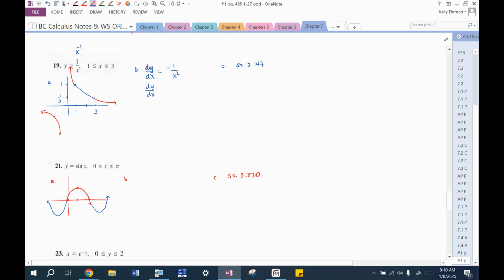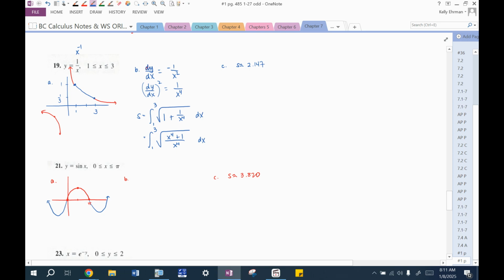Dy dx squared becomes positive 1 over x to the 4th. And the arc length would be the integral from 1 to 3 of the square root of 1 plus 1 over x to the 4th dx. Even if you work on this a bit, which is what we normally do, we can get it to be x to the 4th plus 1 over x to the 4th. But the problem is that even though you can square root the denominator, you cannot square root the numerator. And then u sub's not going to work, which would be the only other option that we have.